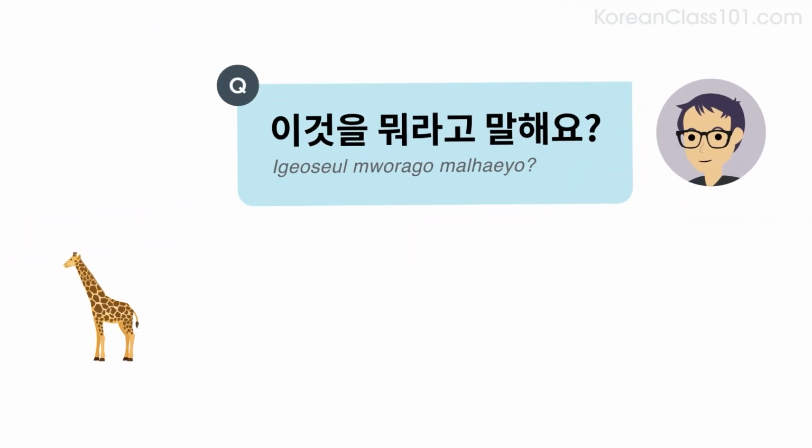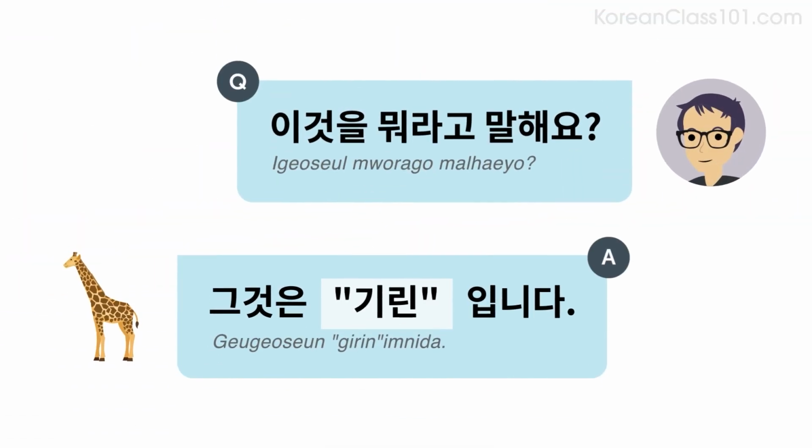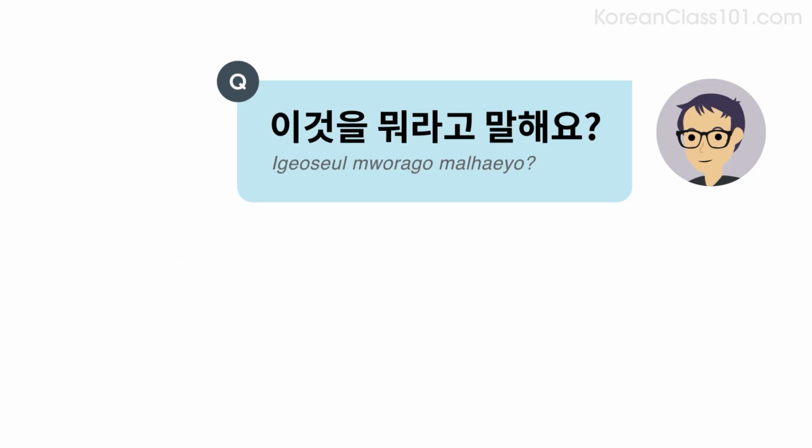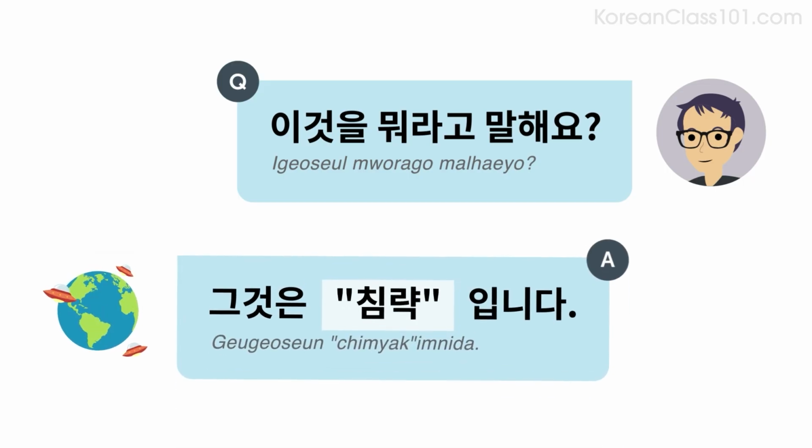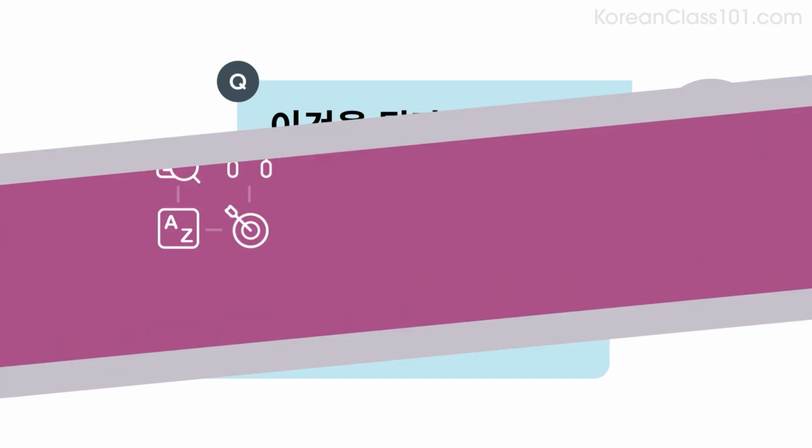Let's look at some examples. Listen and repeat or speak along with the native speakers. 이것을 뭐라고 말해요? 그것은 기린입니다. 이것을 뭐라고 말해요? 그것은 여행입니다. 이것을 뭐라고 말해요? 그것은 침략입니다.